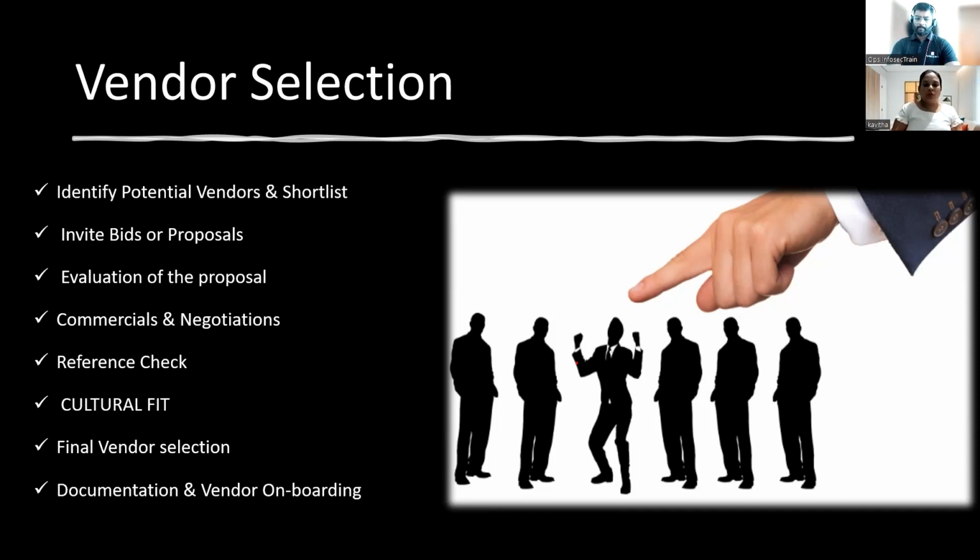So I need to choose the best in the market. True. So I need to identify the potential vendors and shortlist them, not just take 20. As soon as I float my proposal, there are thousands of people who will reach out to us. So identifying each of them is a very critical task. You need to be very specific. You need to put in a lot of effort to identify and shortlist the vendor.